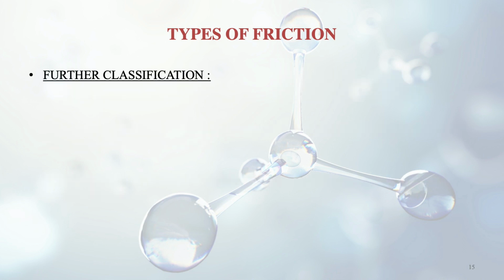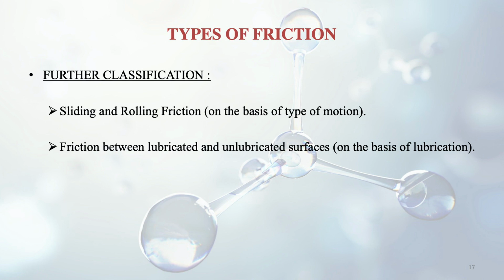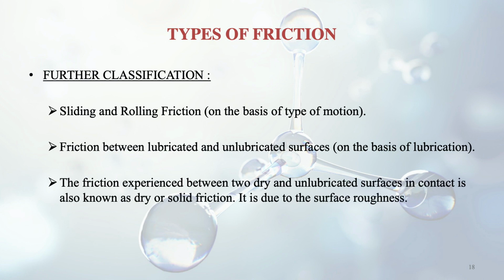There are further classifications like sliding and rolling friction, on the basis of the type of motion. If there is sliding motion, it's called sliding friction. If there is rolling, suppose a sphere or a ball is rolling on the surface, then it's rolling friction. Friction between lubricated and unlubricated surfaces is one more classification, on the basis of lubrication. Friction experienced between two dry and unlubricated surfaces in contact is also known as dry or solid friction. Suppose there is no lubrication, then, quite obviously, it is called dry or solid friction, and it is due to surface roughness.